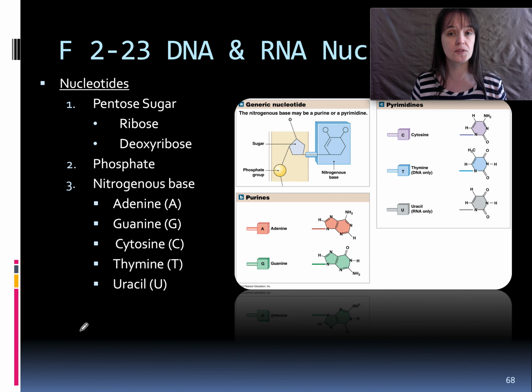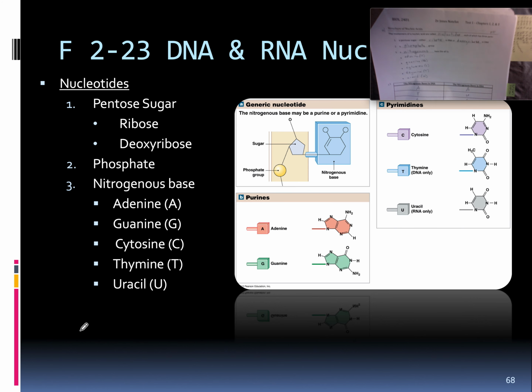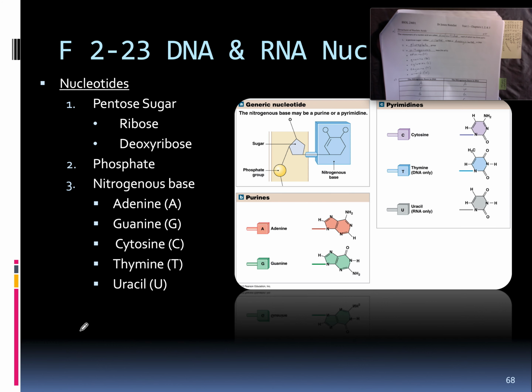So this is our hopefully last chemistry chapter. Yay! Time to be done with chemistry and move on to cells. All right, so the top of page 17, which for me looks like this.